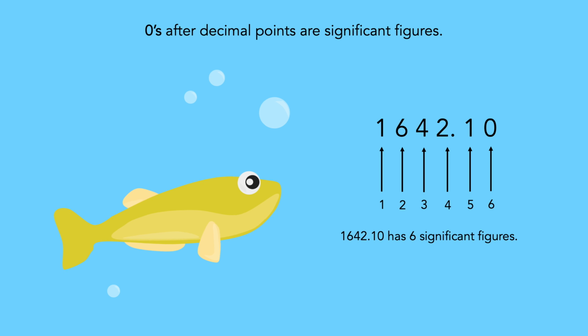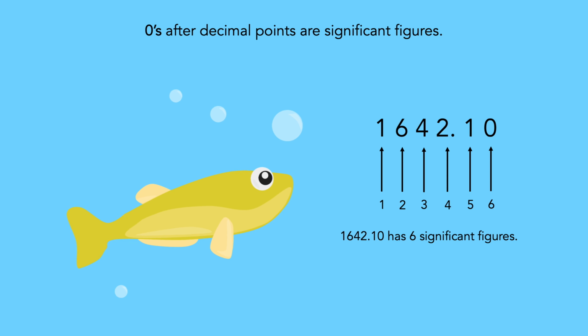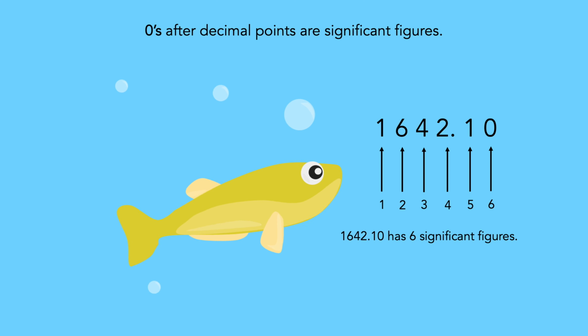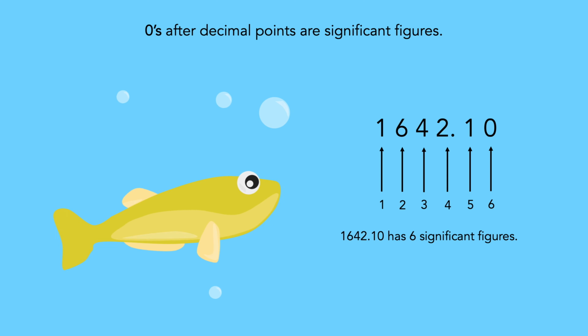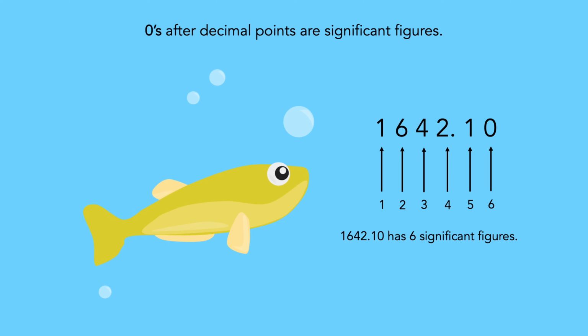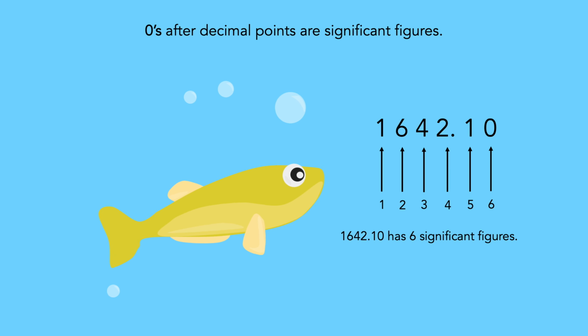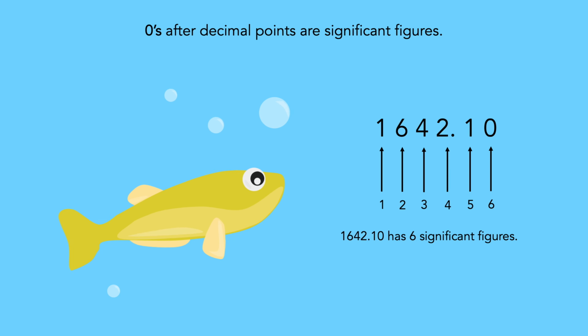It is not an actual measurement of zero. If it is a decimal with trailing zeros like 1,642.10 grams, the zeros would count. The zero is telling us how specific the measurement is, not the size per se. The measurement was not to the nearest tenth, but rather measured to the nearest hundredth.